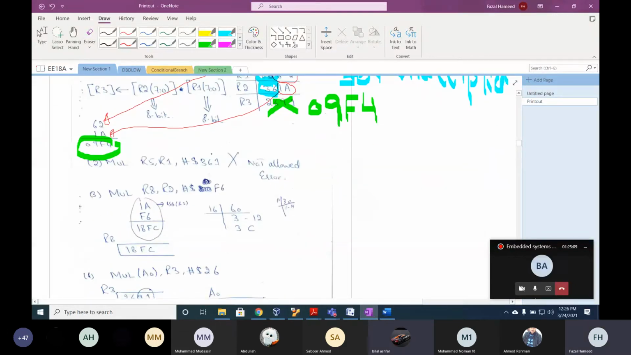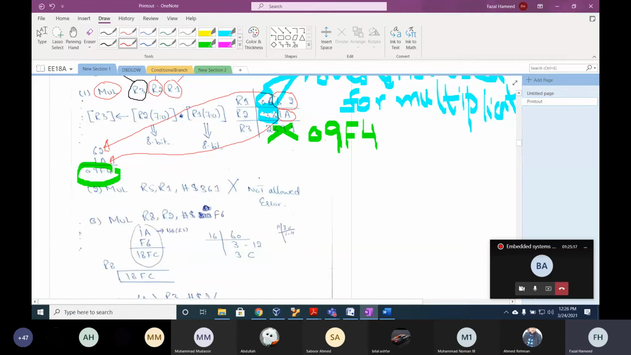Okay sir. Okay. Now let's assume we have architecture 1. And now we write this instruction: Multiply R5, R1, and then this. It is not allowed. Why is it not allowed?